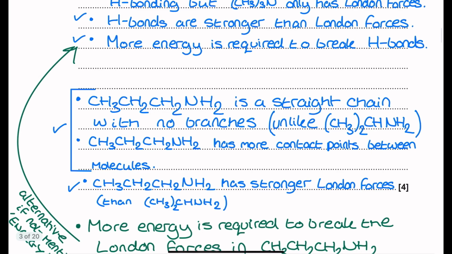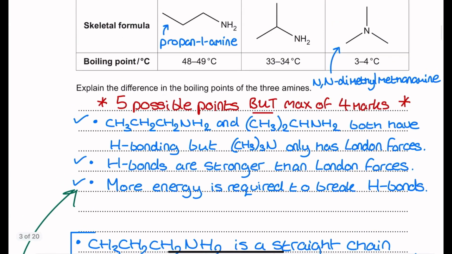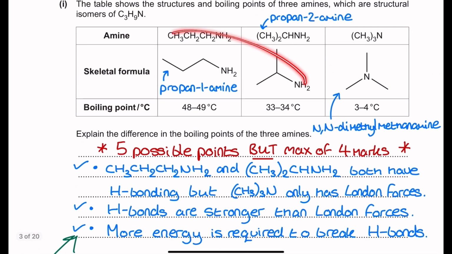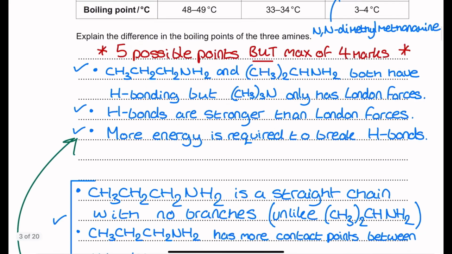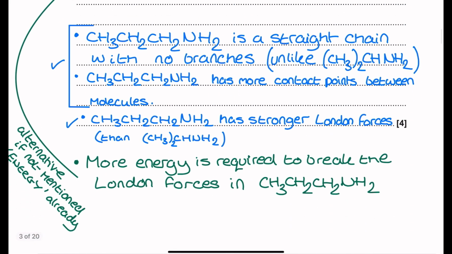Next off then, we need to actually compare the first 2 together because whilst they've both got hydrogen bonding, they're going to have different strengths of London forces because one of them is a straight chain and the other is branched. So, here what we're going to talk about is how the first one is a straight chain with no branches, and that gives it more contact points between molecules. Those are 2 separate points, but unfortunately they only got 1 mark.